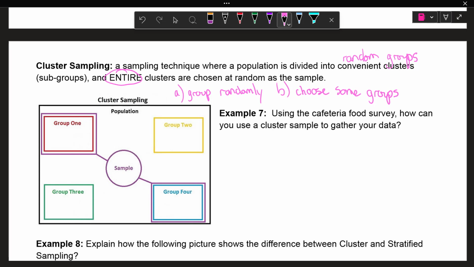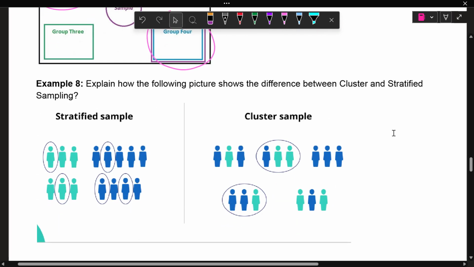So again, we have the same type of diagram here. Say we split up our population into 4 groups. They don't necessarily have to have anything in common. And then we randomly pick whole groups. So we picked group 1 and group 4, and that's our sample. We got everyone in group 1, everyone in group 4. So again, to illustrate the difference, explain how the following picture shows the difference between cluster and stratified sampling.